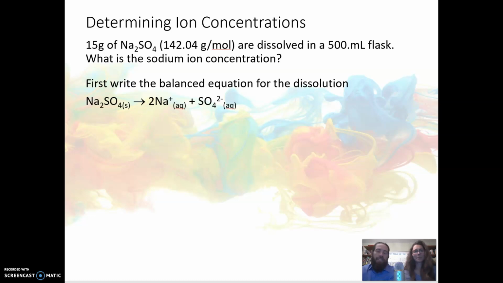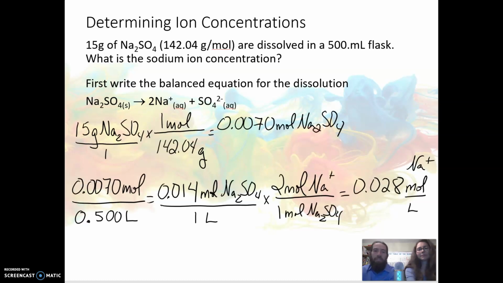Okay, so this one just takes it a little step further. We've got 15 grams of a salt, and it's dissolved in 500 mils. There's that mils again. So we're going to need to convert that to liters, and we also need to get moles. And this is simple. We've done this before. We're just going to take the mass of this salt, and we can use the molar mass from the periodic table to determine the number of moles.